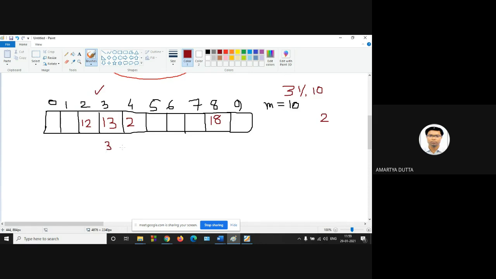But there will be a collision because 13 is already there. This is called a collision. You can resolve this collision by using two techniques. First one is separate chaining using another linked list, and second one is open addressing. In case of open addressing, there are three ways: number one is linear probing, second is quadratic probing, third is double hashing.